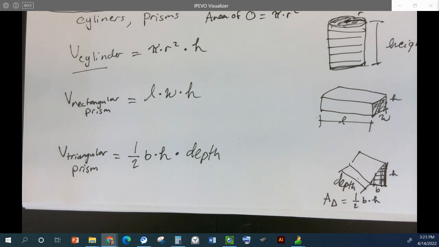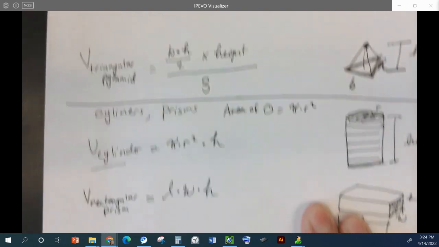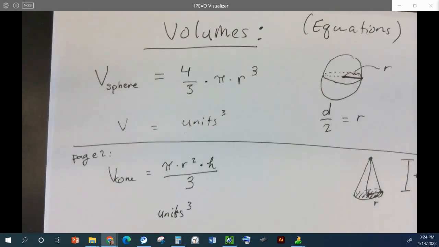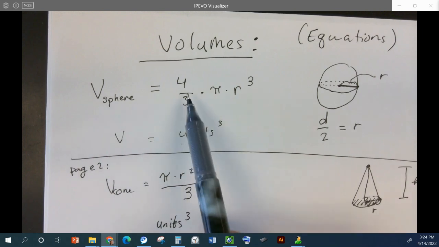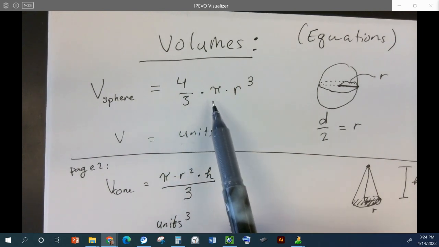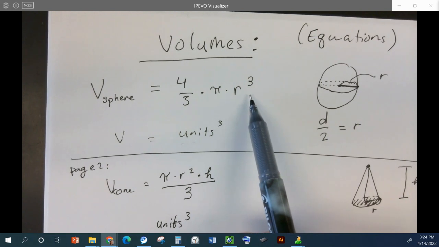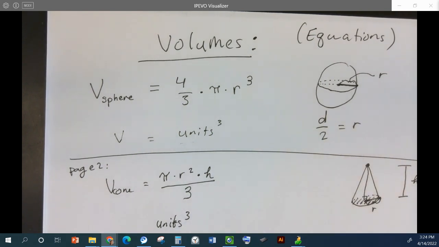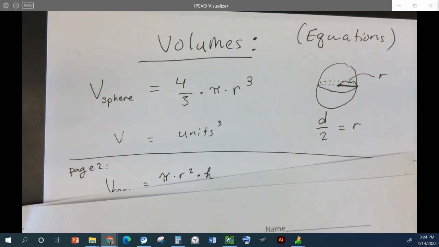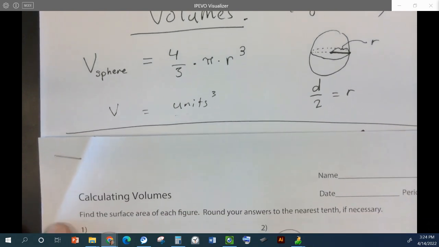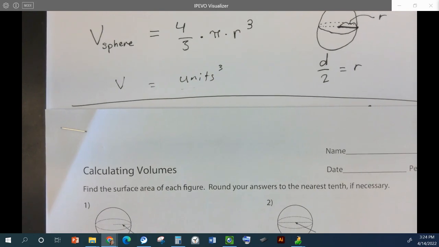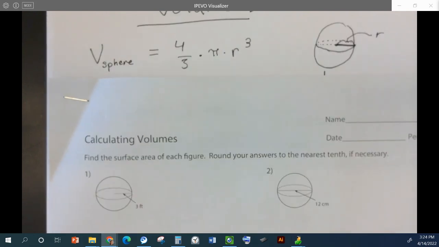Okay, let's go over a few of these together. So let's start with a sphere. So our sphere equation is up here, way up here. The volume of a sphere is 4/3 times pi times r cubed. So during this, I would probably have my note sheet out. So let's do number 1 together. Let's see if we can fit that on there. There we go.